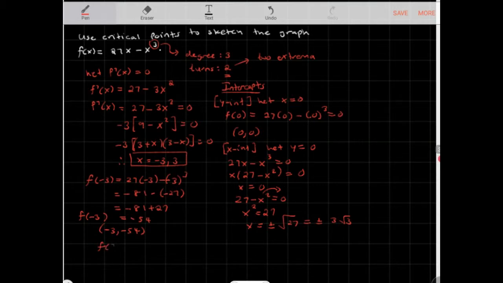The other point, I'm going to do f of 3 here. You get 27 times 3 minus 3 cubed, which is 81 minus 27, which is positive 54. So we have (3, 54). It's pretty easy to tell which one is the minimum point and which one is the maximum point. The point (-3, -54) is going to be our local minimum. And (3, 54) is going to be our local maximum.